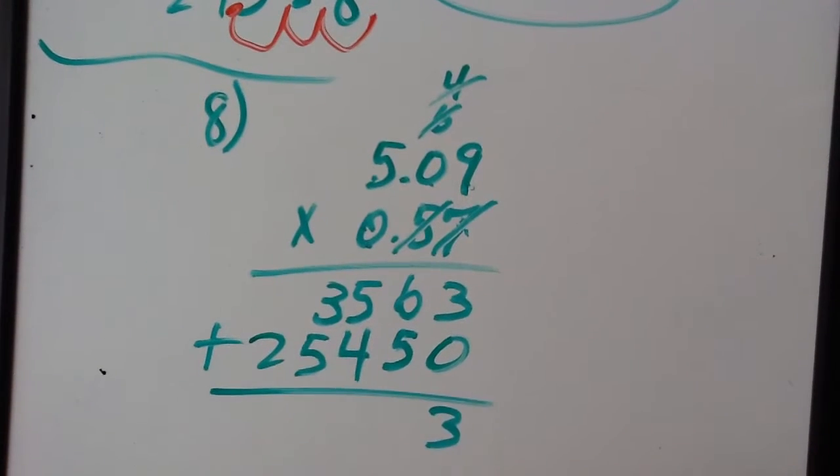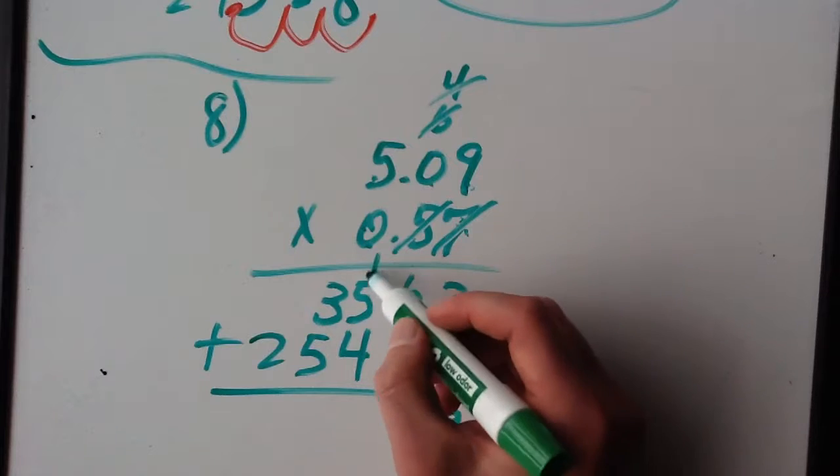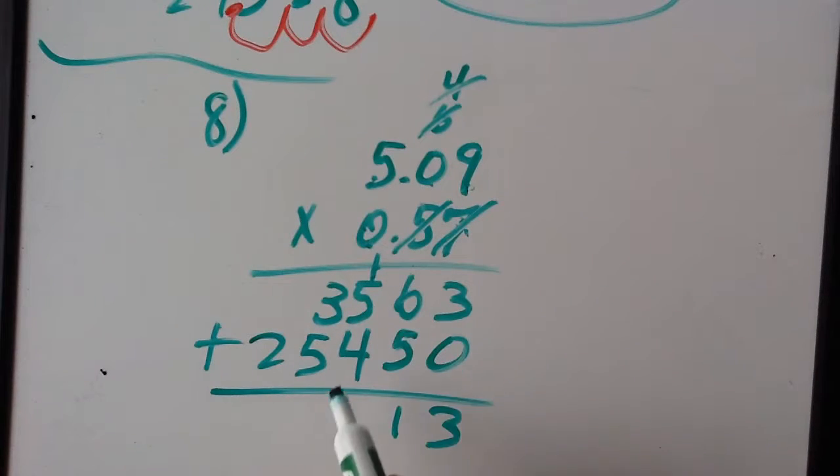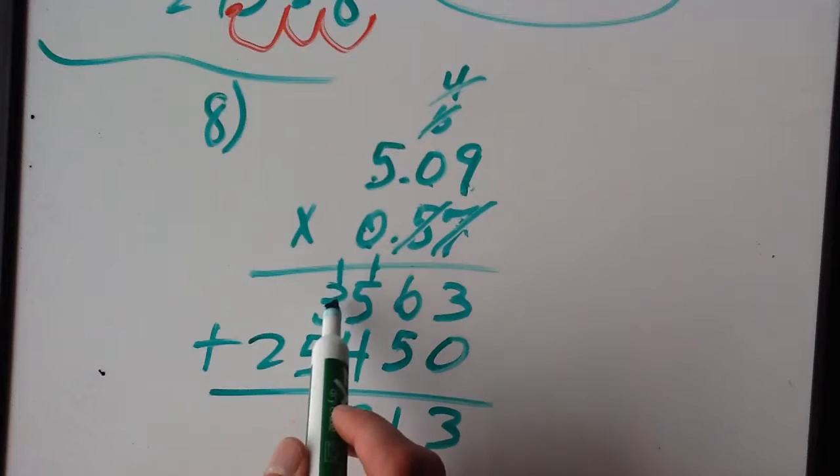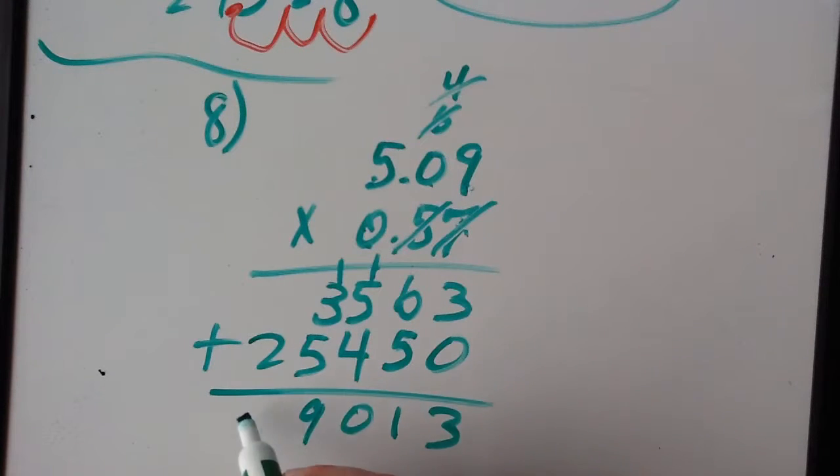That's 3. 6 plus 5 is 11, so I carry the 1. 1 plus 5 is 6, plus 4 is 10, so I carry the 1 again. 1 plus 3 is 4. 4 plus 5 is 9. And 0 plus 2 is 2.